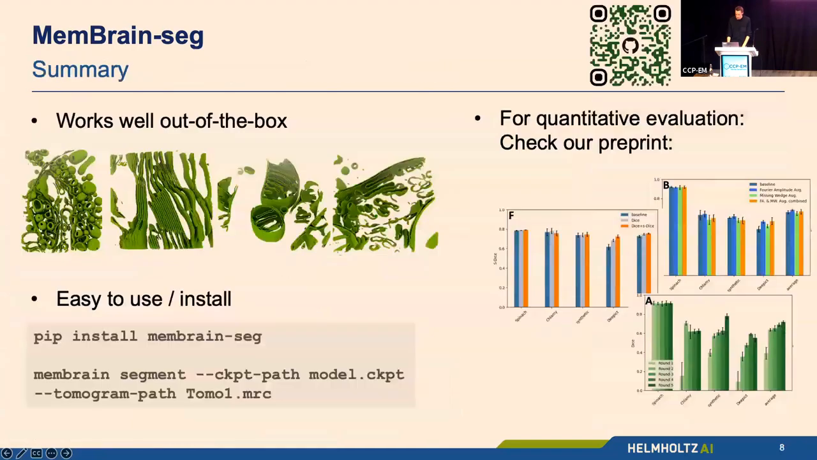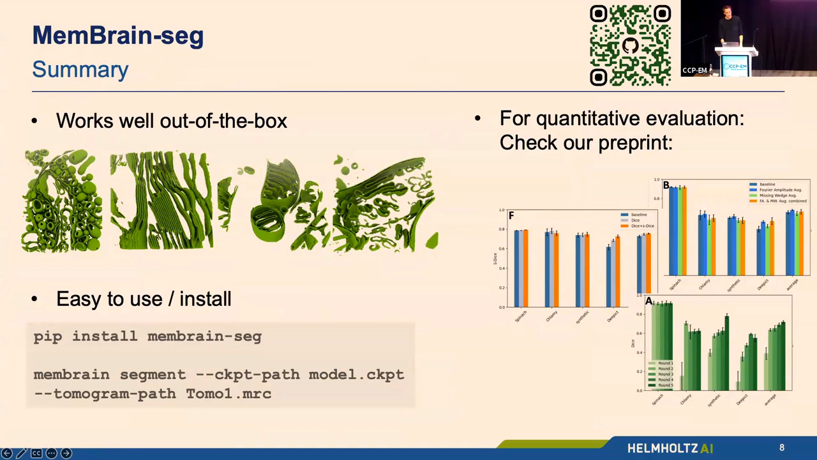And that already brings me to the summary of MemBrain-seg. So it works pretty well out of the box. We also have some quantitative evaluations in our preprint if you want to check that out, where we also showed how the different components that I just showed you also contribute to our model performance. And one thing that I also want to mention here is that it's very easy to use. So it's a Python package. You can just install it via pip install MemBrain-seg, and then it's a single command line getting some segmentations out of your tomograms.